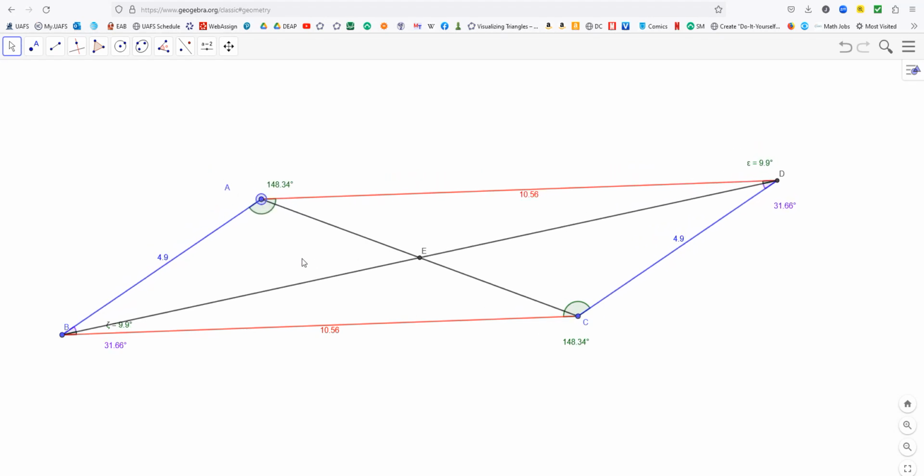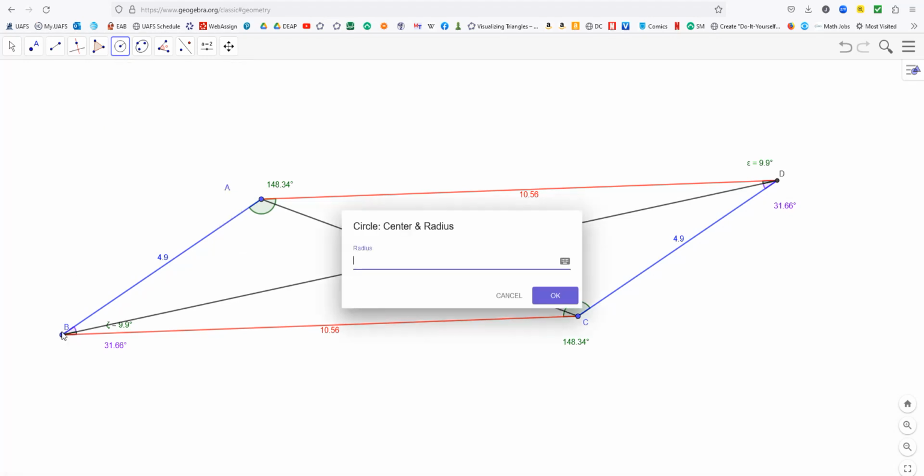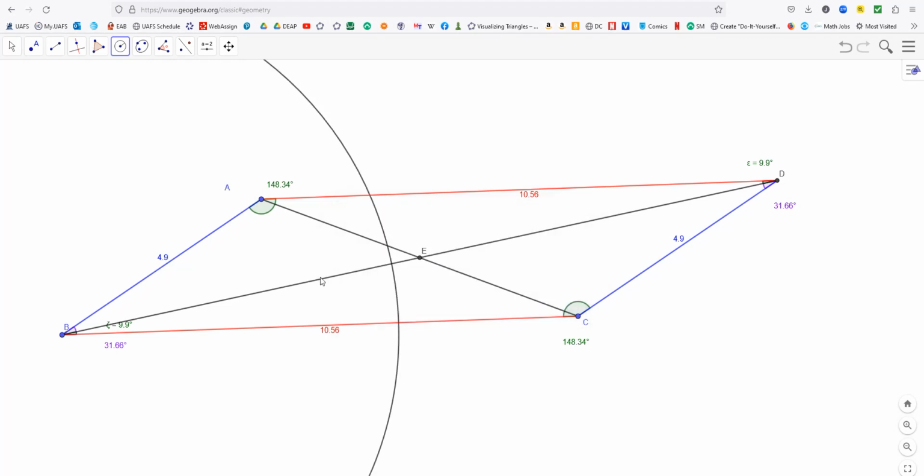Notice that they're clearly not the same lengths. In fact, it's actually kind of deceiving. If I do a circle with a center and radius, and the radius is the distance from A to C, look how short it is. How much shorter that side is than this side. If you were to move this one over here, it would only go that far out.